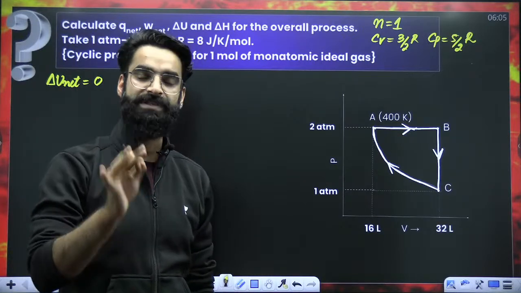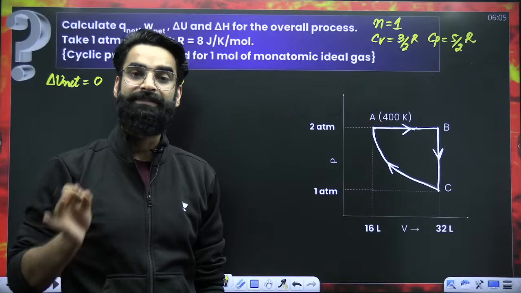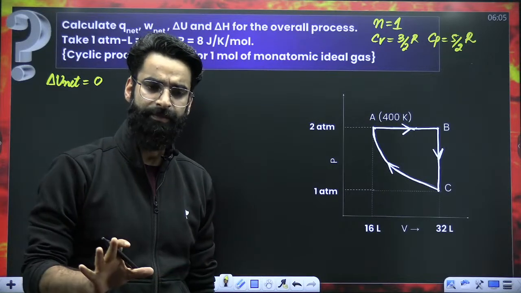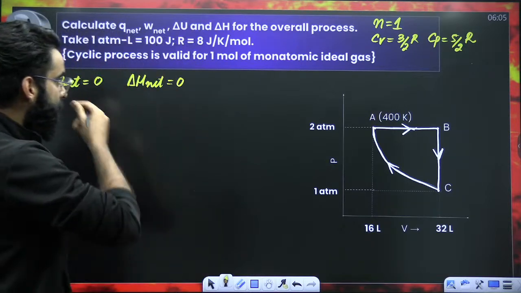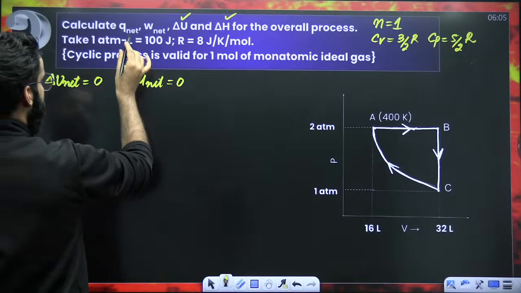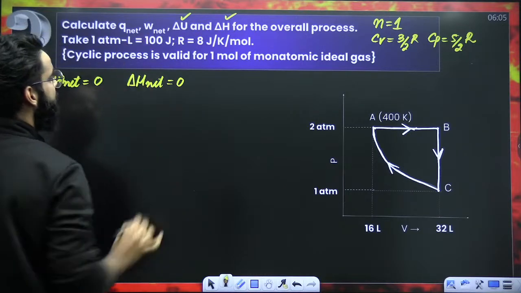And the change in the value of a state function for a cyclic process is always going to be 0. Right? Very simple and basic. Now at the same time, delta U and delta H for the cyclic process we have calculated. Now we have to calculate Q net and W net.